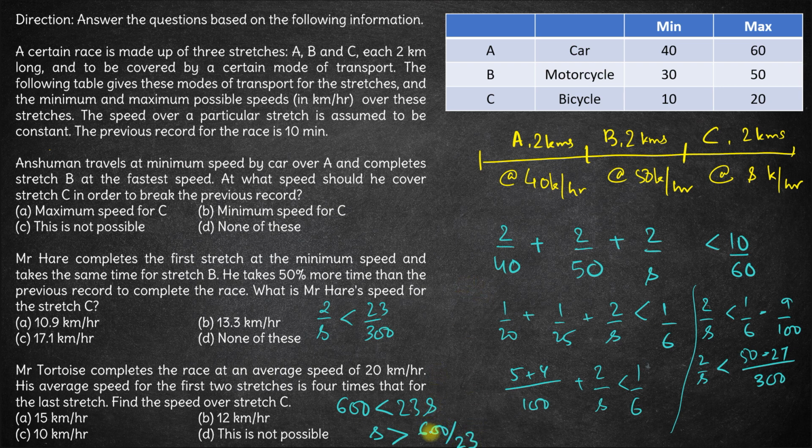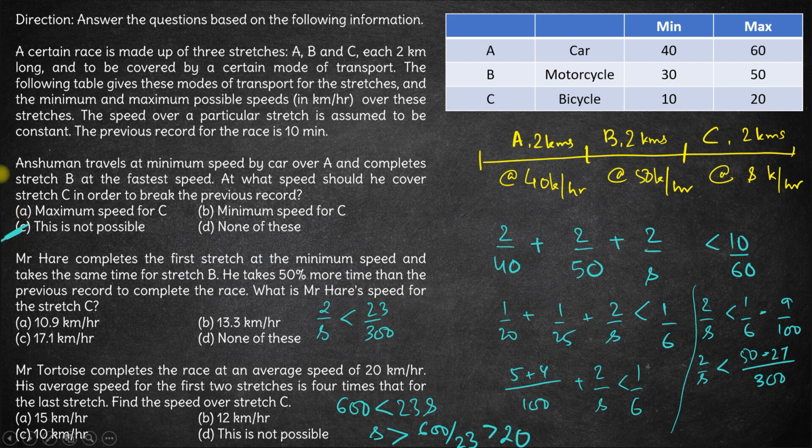Now since s should be greater than 600 by 23, 600 by 23 will be definitely greater than 20. But the maximum speed for stretch C is 20. But here the speed for stretch C comes out to be more than 20. So is it possible that s can be greater than 20? No, it is not possible. s has to be less than or equal to 20. So the correct answer for this question is option C.